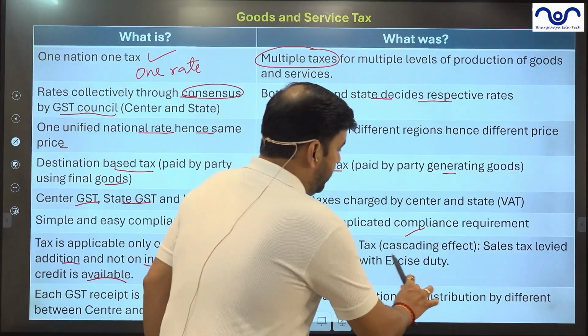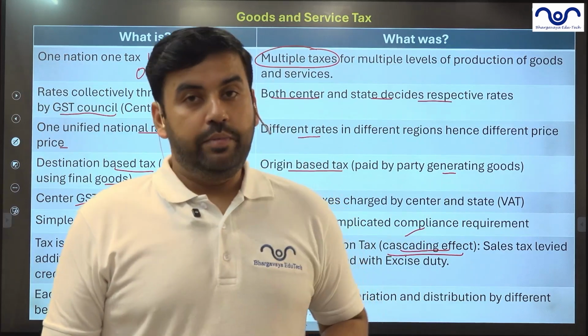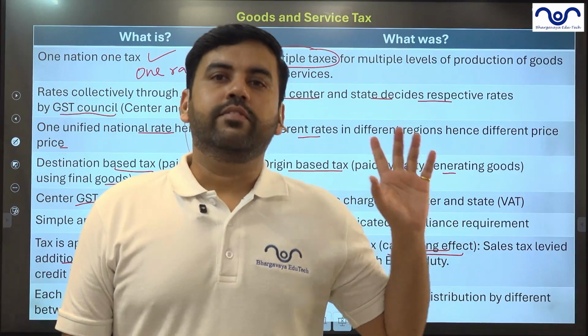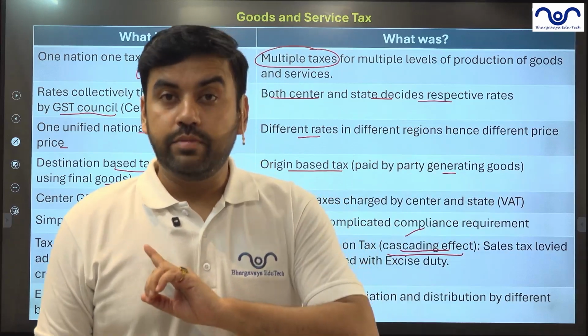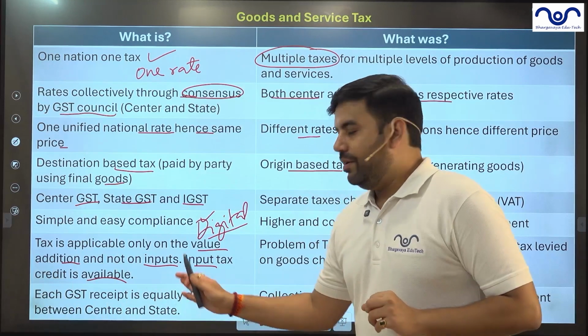So cascading will be avoided. Only value addition will be there. If value is added to something, then only tax will be imposed. If value is not added, tax will not be imposed. Each GST receipt is equally divided between the center and the state.